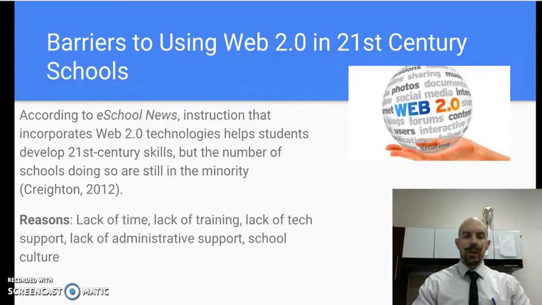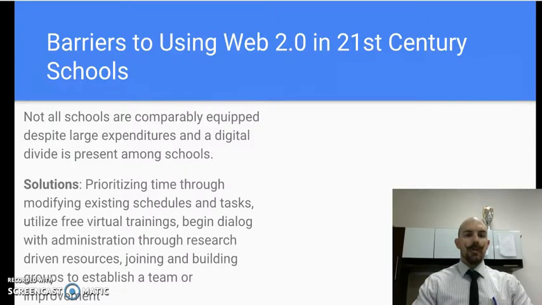Some reasons for this could be lack of time, lack of training for teachers or educators, lack of tech support, or even lack of administrative support. And there could be an overall school culture, maybe one that does not support technology, maybe one that feels a little bit disconnected from that and doesn't have the ability to do so, so there's not much aspiration there. However, not all schools are comparatively equipped, despite large expenditures that do happen among the country.